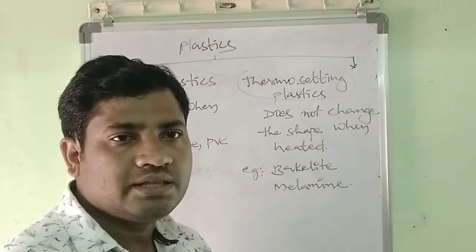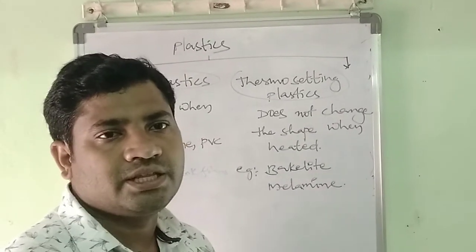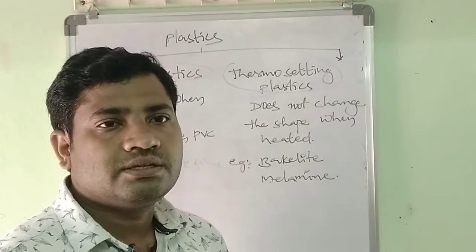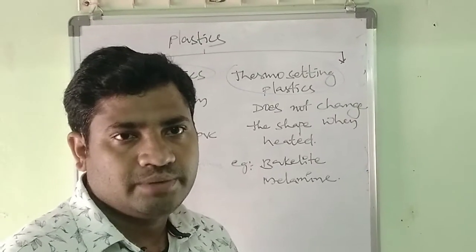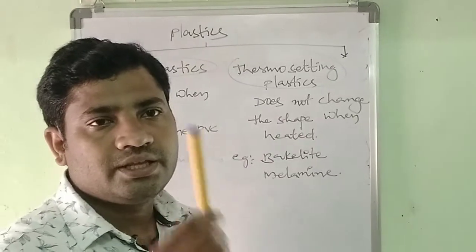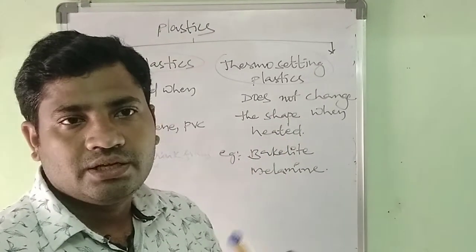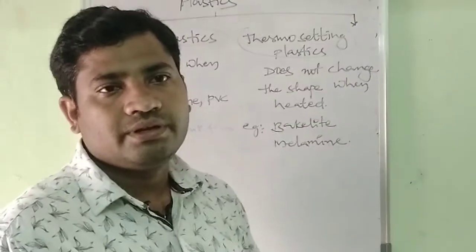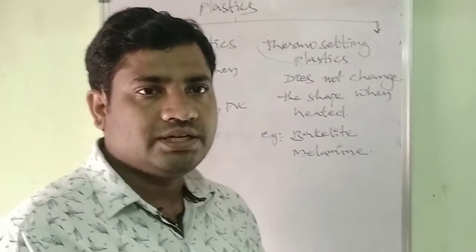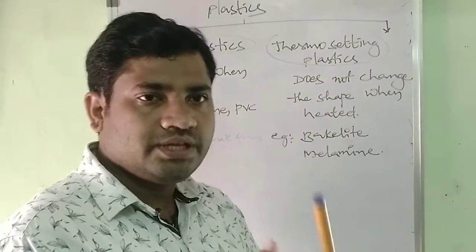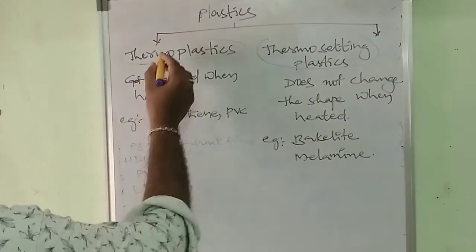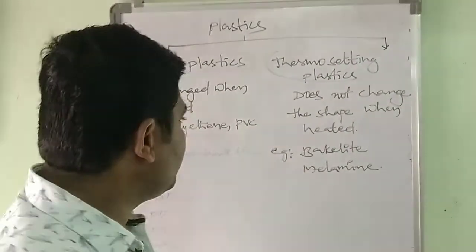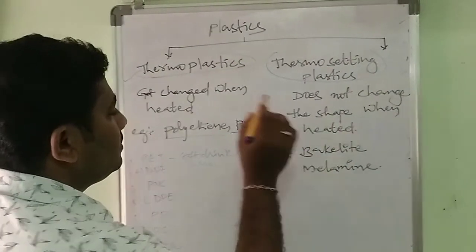Let us see. Thermoplastics are those whose shape changes immediately when heated. If we take this sketch pen, which is also made of plastic, and heat it, what will happen? It will melt. Yes, it changes shape. So these come under thermoplastics. Examples of thermoplastics are polythene, PVC, etc.